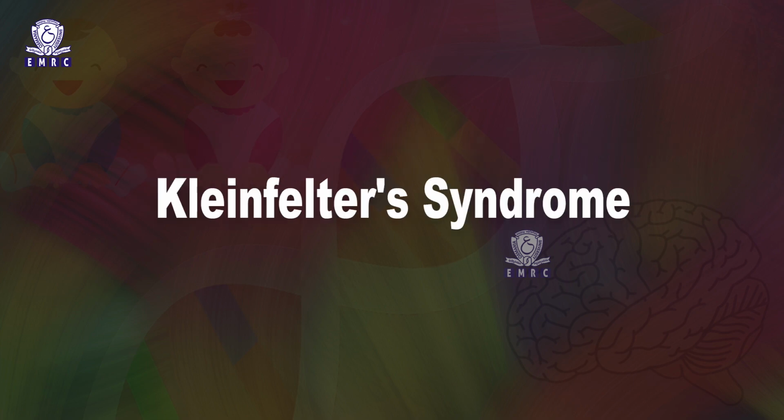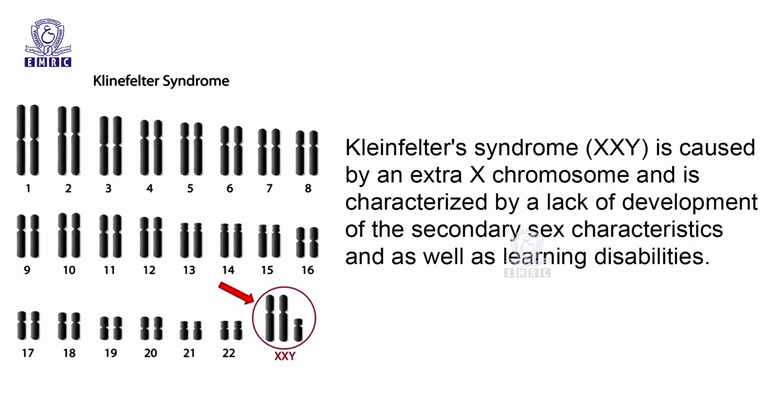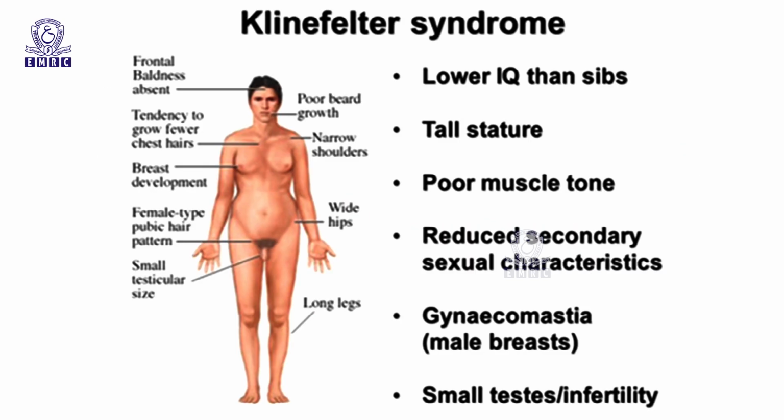Klinefelter syndrome. Klinefelter syndrome, XXY, is caused by an extra X chromosome and is characterized by a lack of development of the secondary sex characteristics as well as learning disabilities. Individuals with Klinefelter syndrome tend to have lower IQ than their siblings, tall stature, poor muscle tone, reduced secondary sexual characteristics, gynecomastia and small testes or infertility.